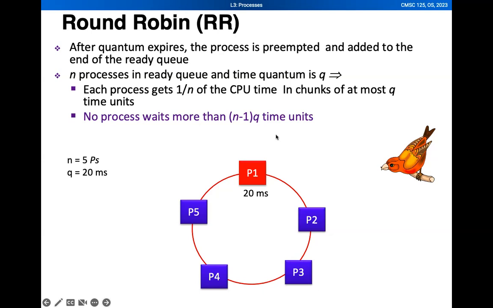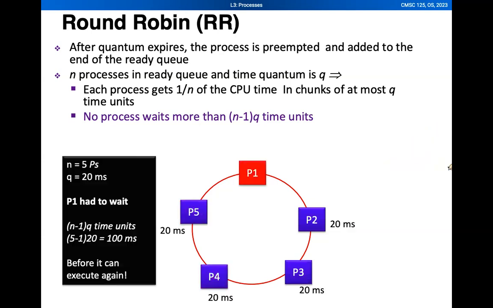To visualize, let's say P1 already executed for 20 milliseconds, then P2 for 20, P3 for 20, P4 for 20, and P5 for 20. Then P1 has to wait for n-1. So we have 4 processes that have to execute for 20 milliseconds. That would be 5 minus 1 times 20, so 20 plus 20 plus 20 plus 20, which is equivalent to 4 times 20. That is equal to 100 milliseconds.